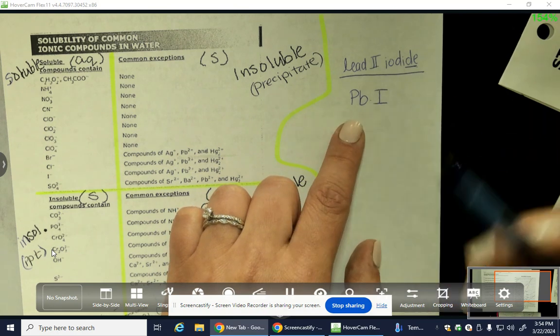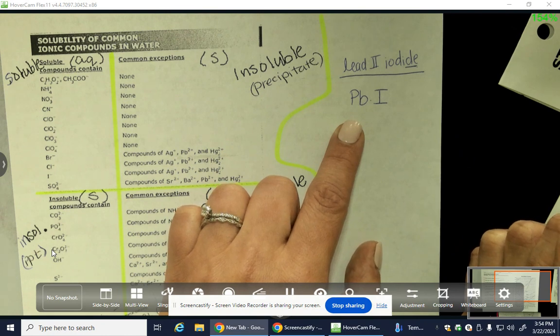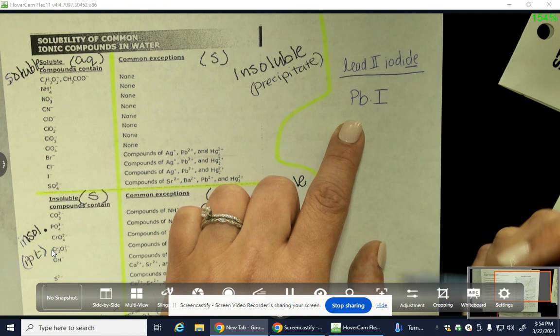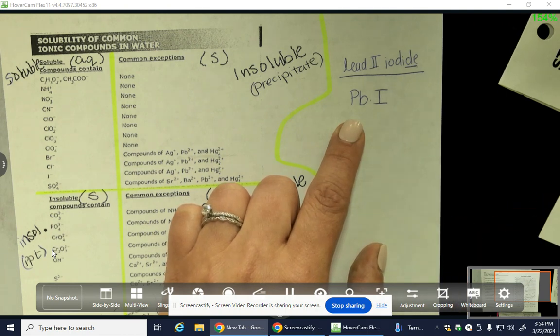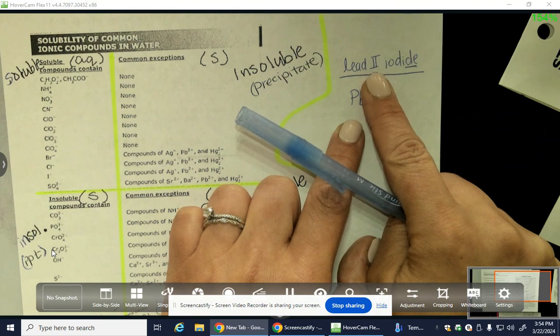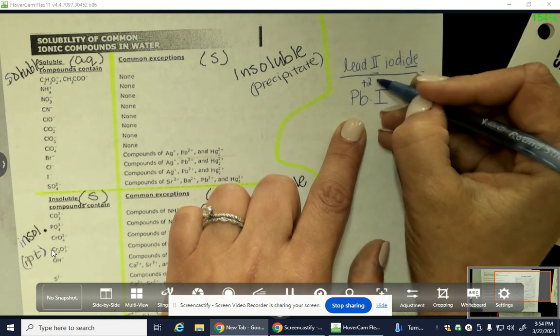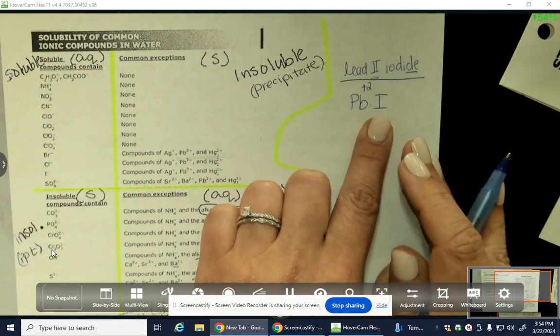So lead, what's the charge on him? And here's the thing, do not look at the resource page. Don't you dare. 2. It's 2, right? If you look at the resource page, what is it saying? Plus or minus 4, right? So don't look there. It's a transition metal, which means I have to give you the Roman numeral. Okay, so the Roman numeral tells us it is a +2. Okay, all right, iodine.